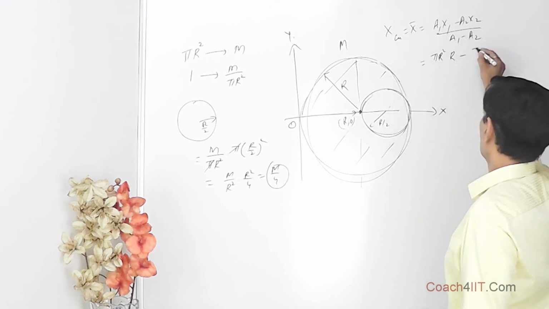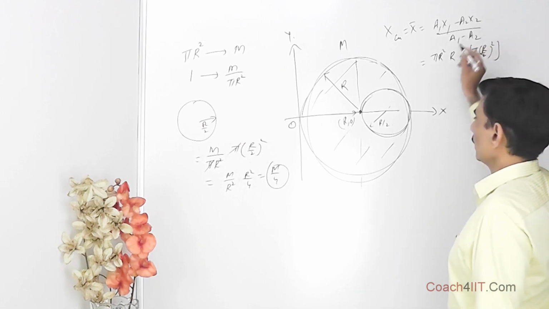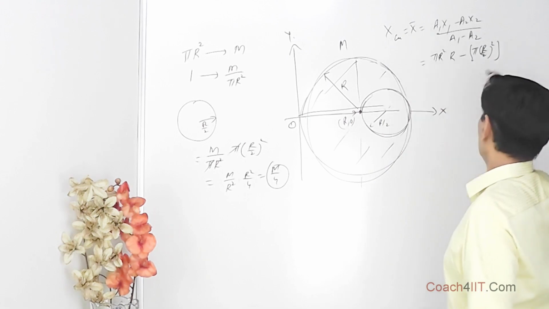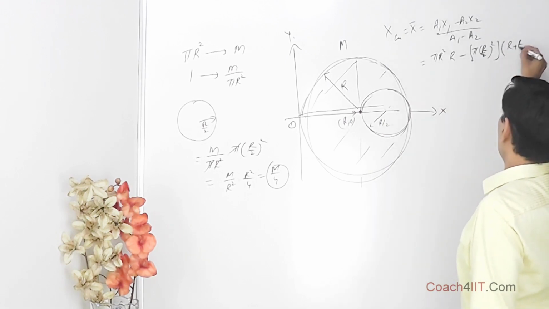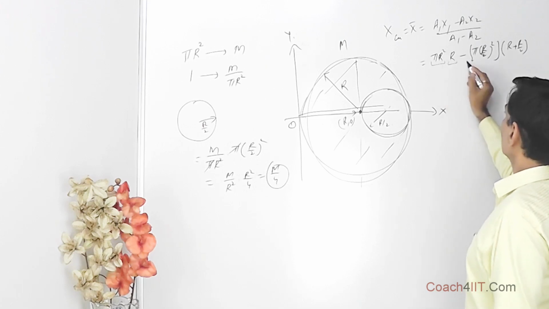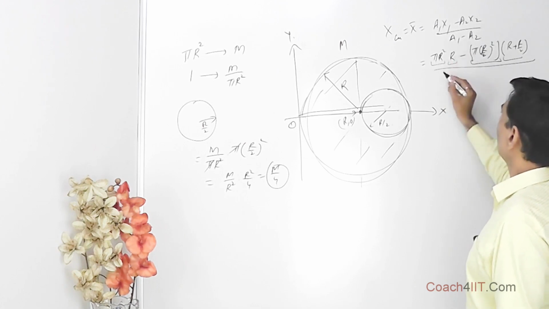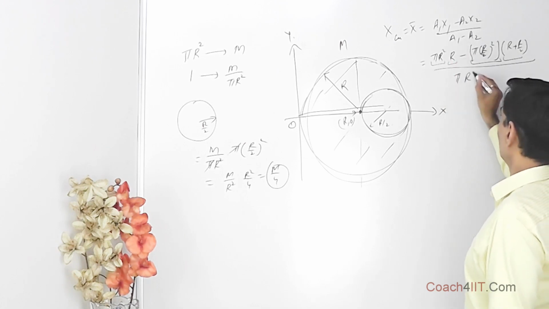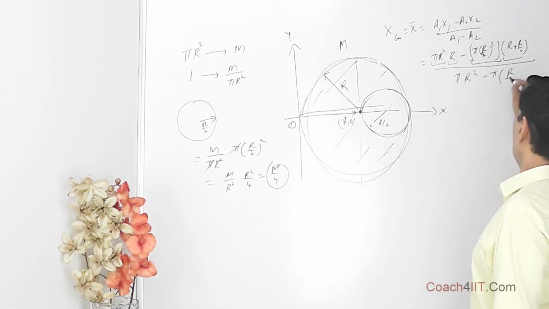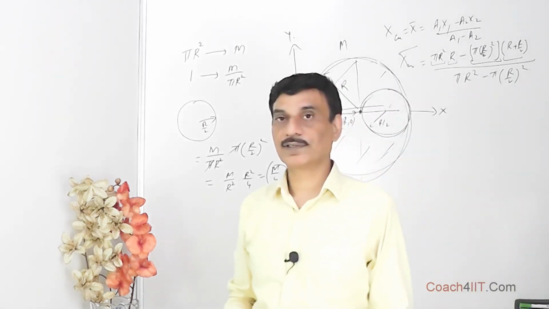Area of this is what? Pi (r by 2) square. This is a2. And what is x2? x2 is from here to here. That is r plus r by 2. So a1 x1 minus a2 x2 over a1 minus a2, that is a1 minus pi (r by 2) square. From there we can get the value of x_cm, we can find it.